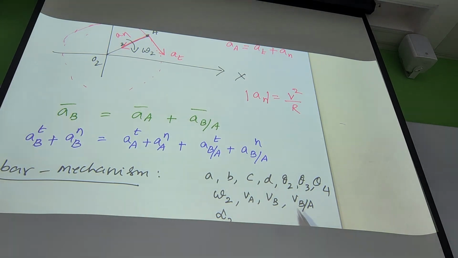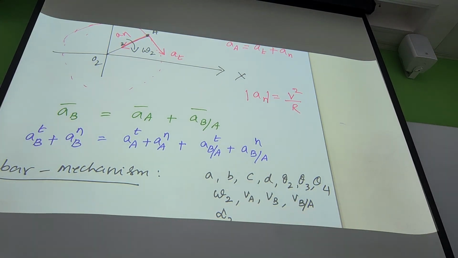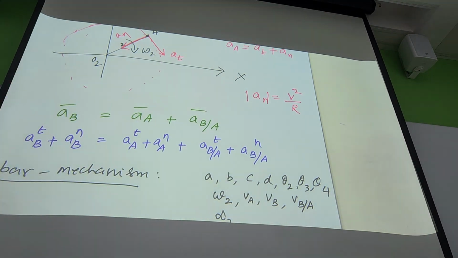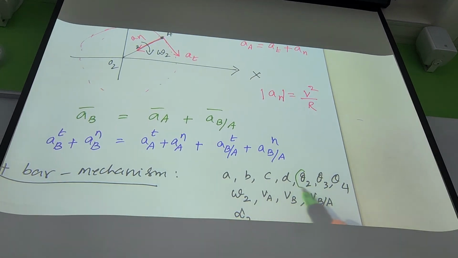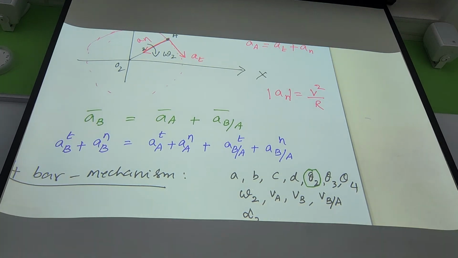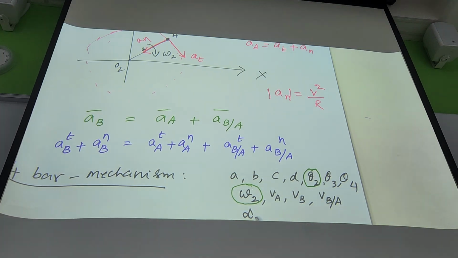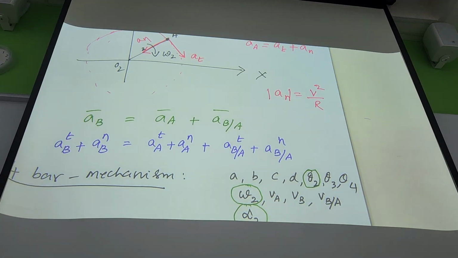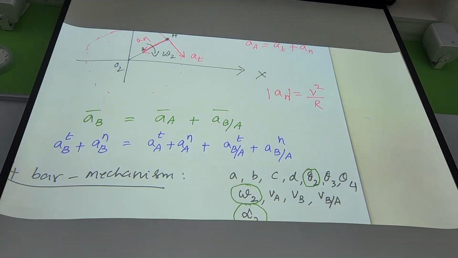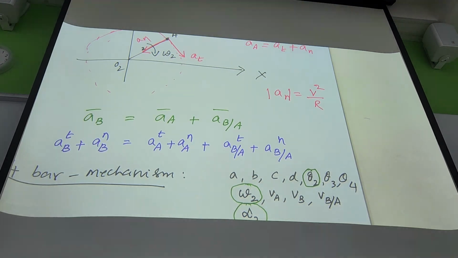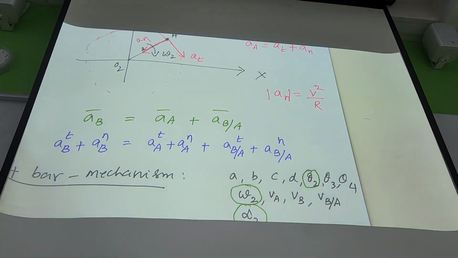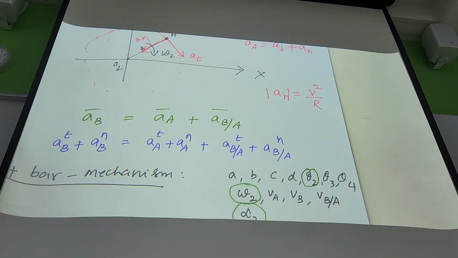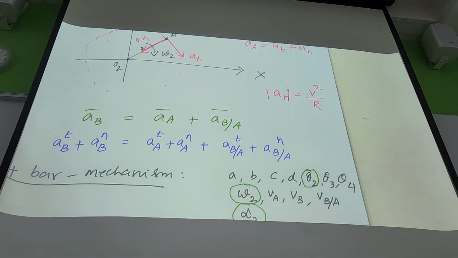So similarly, if you recall, when we did the position analysis, we knew theta 2, the orientation of link 2. When we did velocity analysis, we knew the angular velocity of link 2. Similarly, when we are doing acceleration analysis, we know the angular acceleration of link 2. Alpha 2 can be given clockwise or counterclockwise. Clockwise is negative, counterclockwise is positive. So angular acceleration alpha 2 is known.